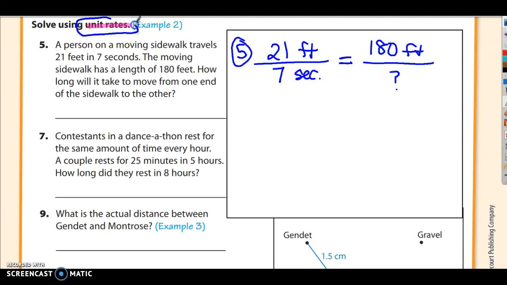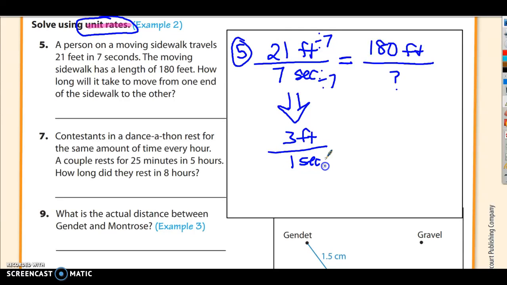When you get stuck on this, go back, and instead of trying to multiply 21 to get to 180, we're going to find the unit rate. So what does that mean? It means I'm going to simplify this right here. 21 and 7 share a factor of 7, so we can simplify. Instead of multiplying directly to get to 180, I'm going to divide these by 7, and what do I get? I get 3 feet per 1 second.